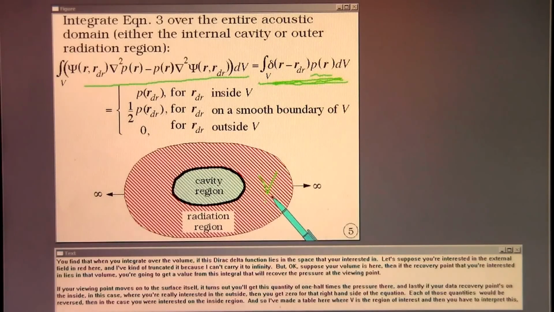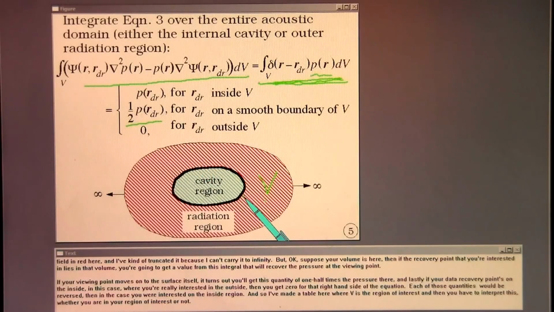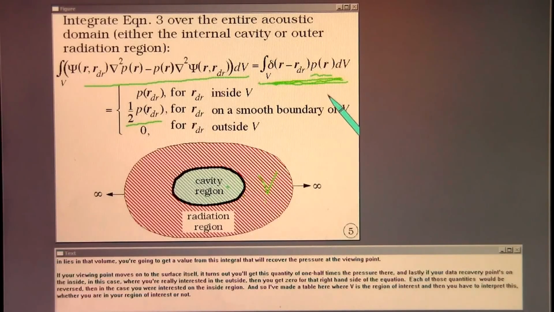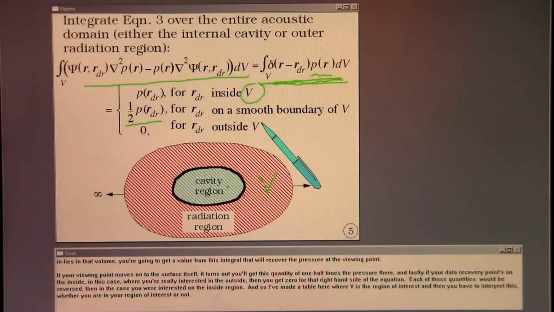If your viewing point moves on to the surface itself, it turns out you get this quantity of 1/2 times the pressure there. And lastly, if your data recovery point's on the inside, in this case where you're really interested in the outside, then you get 0 for that right-hand side of the equation. Each of those quantities would be reversed then in the case you were interested on the inside region. And so I've made a table here where V is the region of interest, and then you have to interpret this whether you are in your region of interest or not.